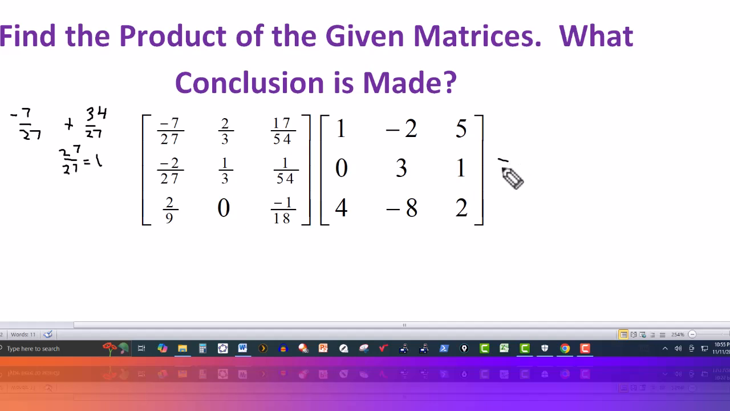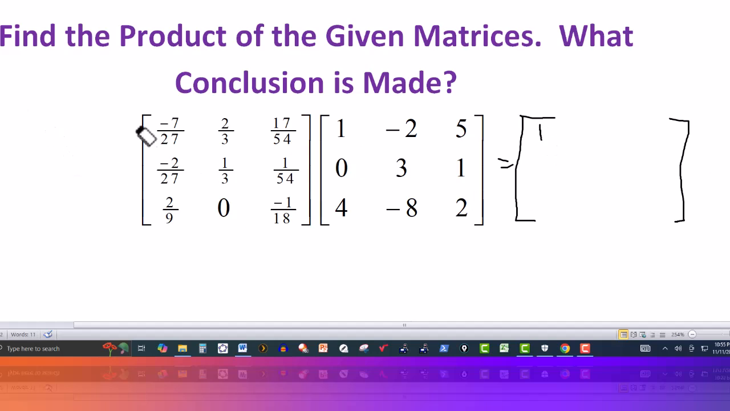So let's partially fill it in over here. First component of the answer is 1. That's what we got over here. And then again, using the first row, we multiply the corresponding components of the second column, and that'll give us the second component of that first row over here of the answer.